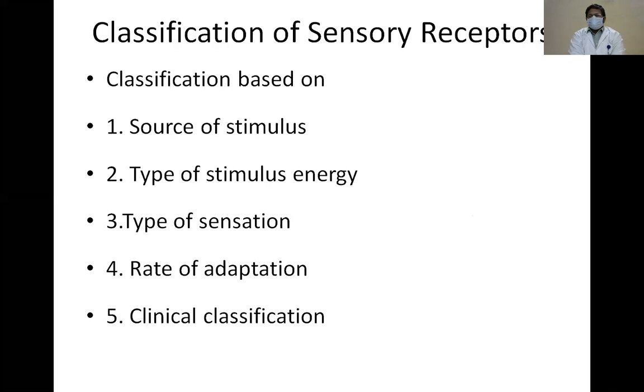When you look at the source of the stimulus, some are interoreceptors. For the type of stimulus energy, there is light, mechanical; for the type of sensation, touch, pressure, cold, warm; and for the rate of adaptation, some are slowly adapting and others rapidly adapting receptors.